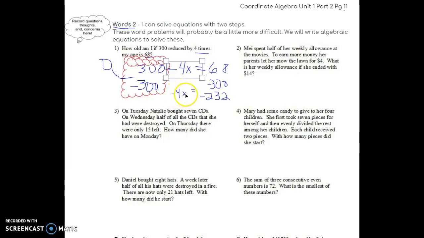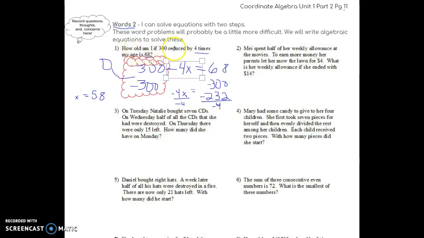Now, I have a negative 4 times something, so we're going to divide by negative 4. My 4 made it tiny. All right, so then I've got x equals what? Negative 232 divided by negative 4 is, drum roll, 58.